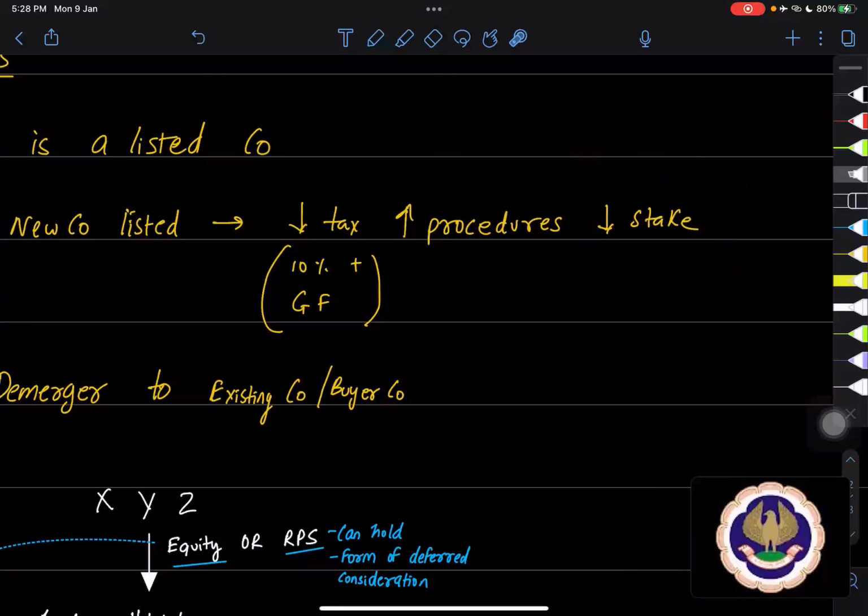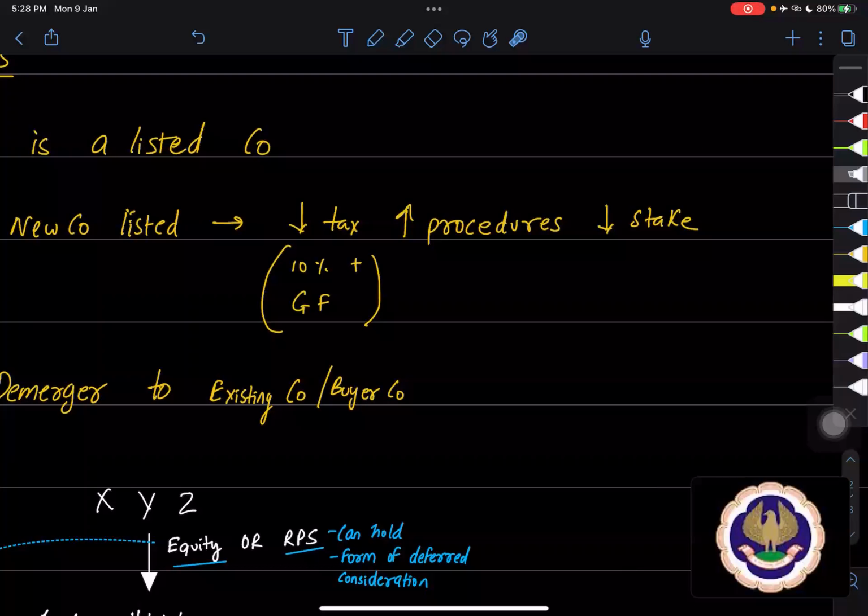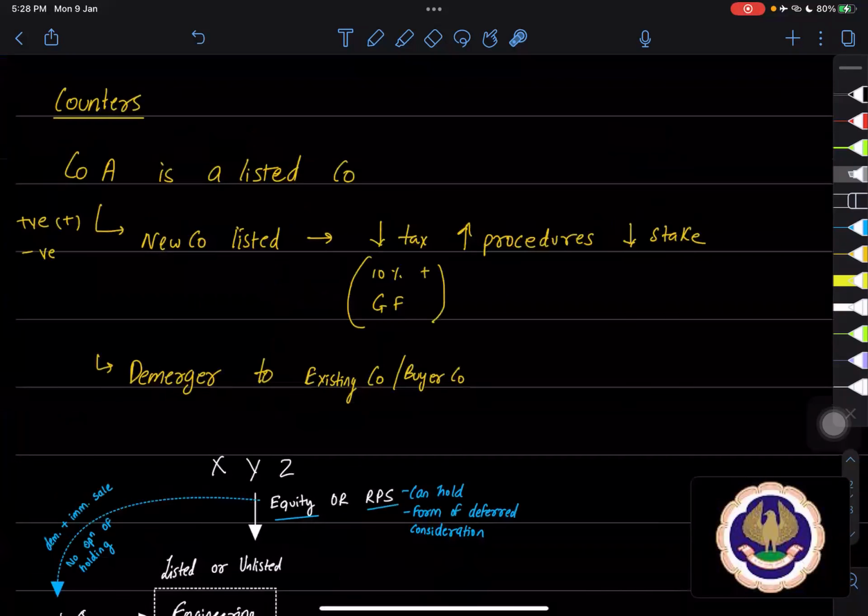In case of a demerger, and the demerger is to a listed entity, the listed entity has to give at least 25% stake to the public, and the buyer may be interested in a 100% stake. So because of these commercial reasons, this strategy may not work in case it's a listed entity.